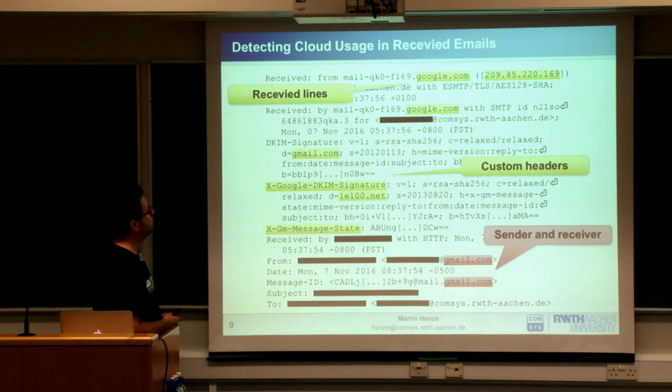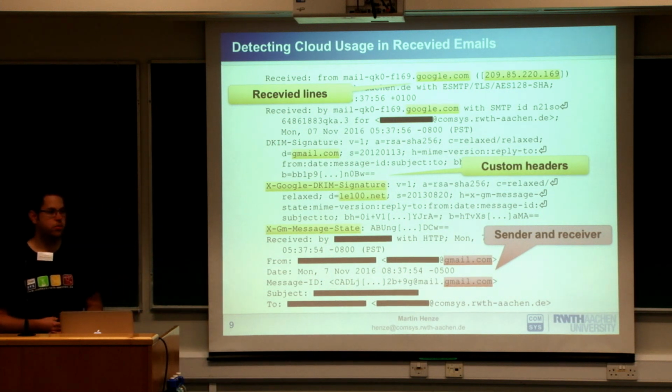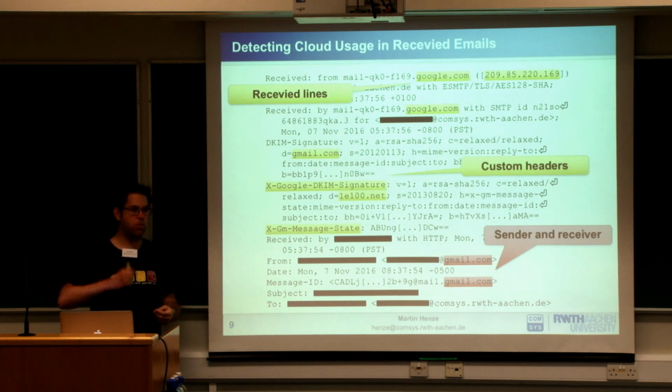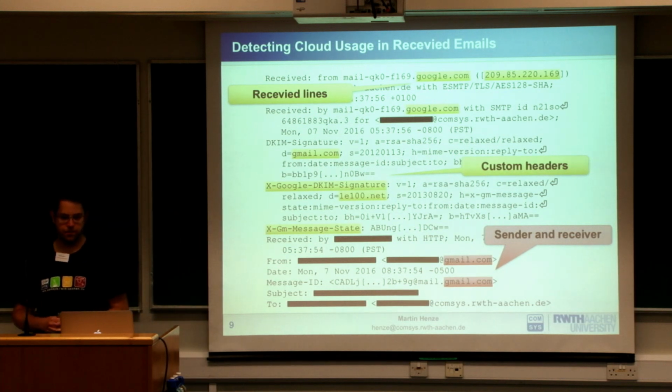The interesting thing here is that in contrast to just measuring infrastructure, we see the whole received path. So we see all mail servers that have been hit on the path.